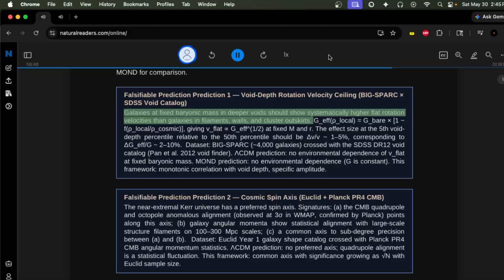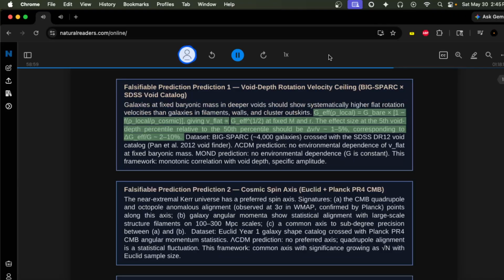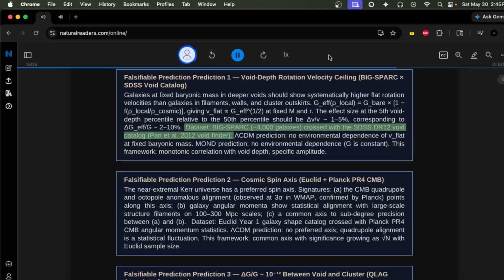Galaxies at fixed baryonic mass in deeper voids should show systematically higher flat rotation velocities than galaxies in filaments, walls, and cluster outskirts, with G_F differing from G bare at fixed M and R. The effect size at the 5th void depth percentile relative to the 50th percentile should be delta V_flat approximately 1 to 5%, corresponding to delta G_F/G approximately 2 to 10%.